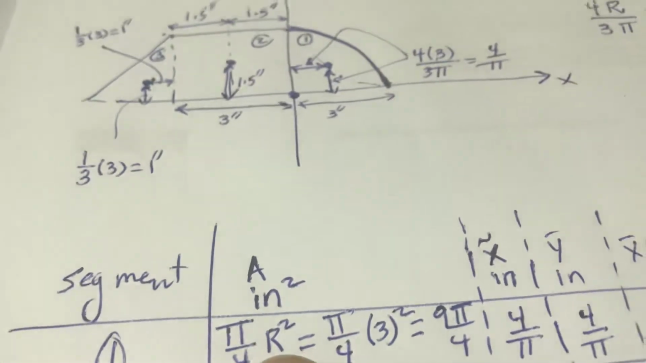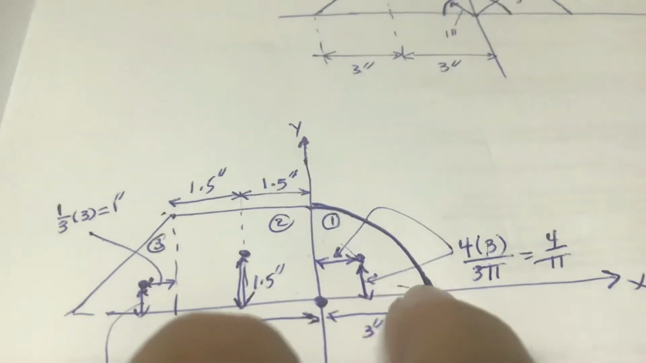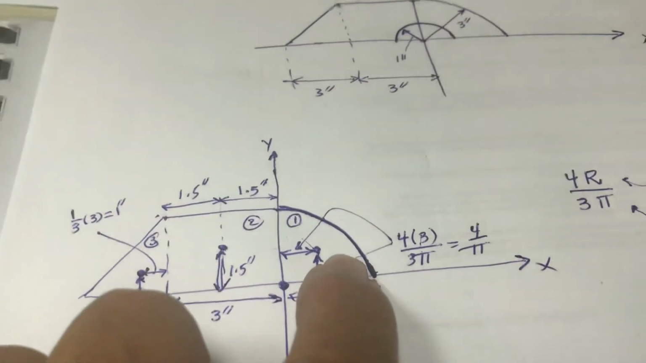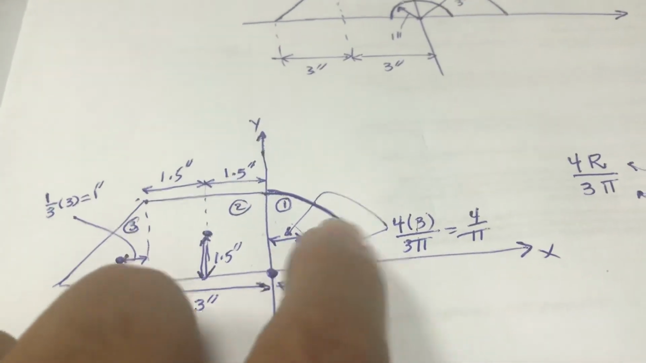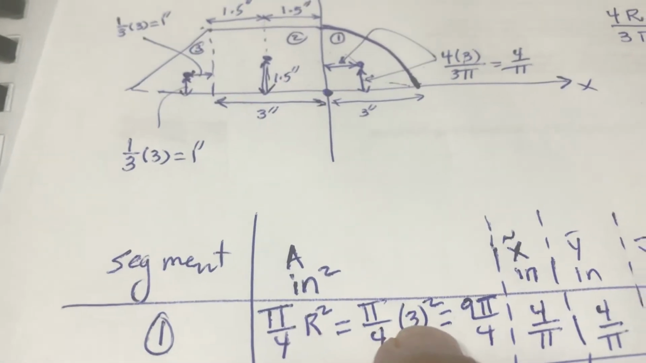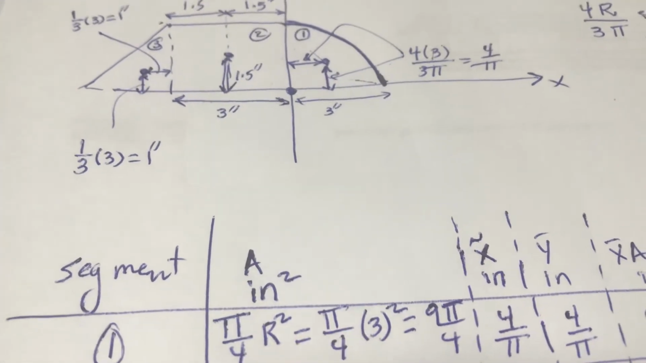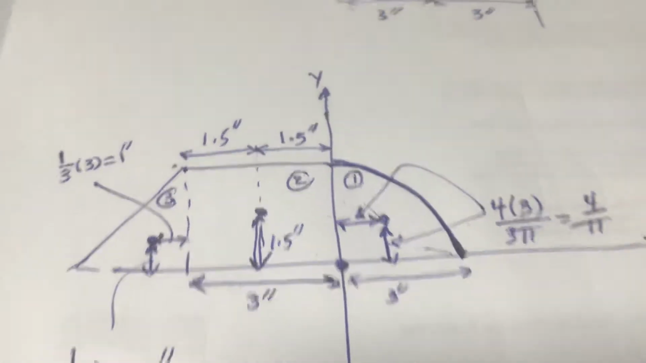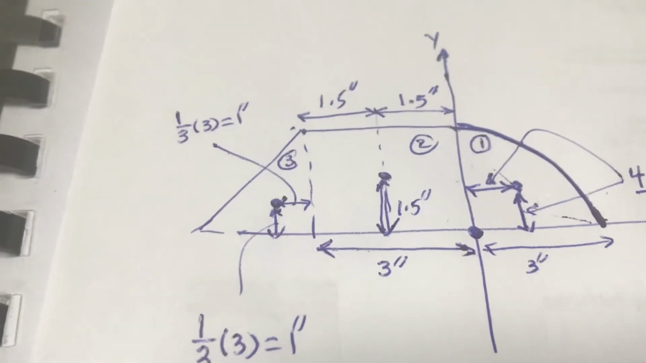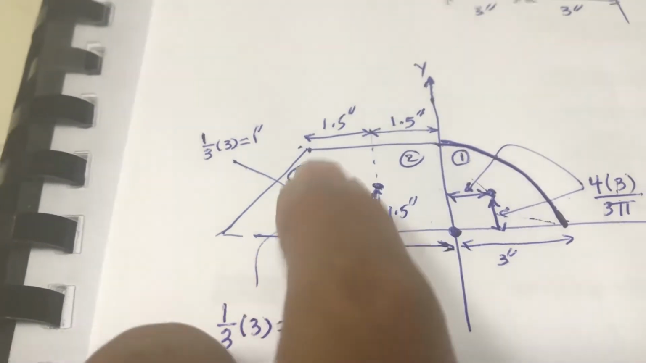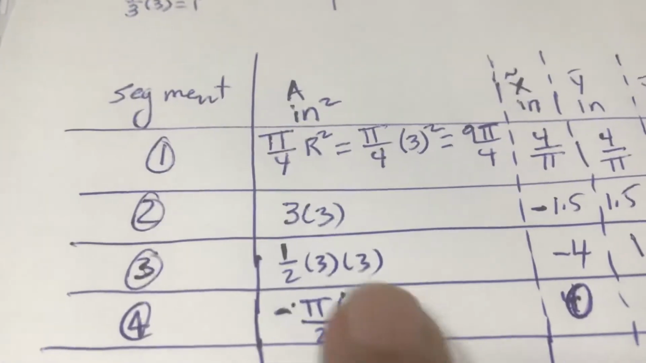Now let's do the segments. Segment 1. What is the area of segment 1? Now remember, we are talking about 1/4 of a circle. So 1/4 of a circle is pi over 4 times r squared. What is r? 3. So pi over 4 times 3 squared, so this is 9 pi over 4. That is the area of segment 1. Segment 2, this is a square, 3 times 3. Segment 3, of course, is the triangle. Triangle is 1/2 times 3 times 3.